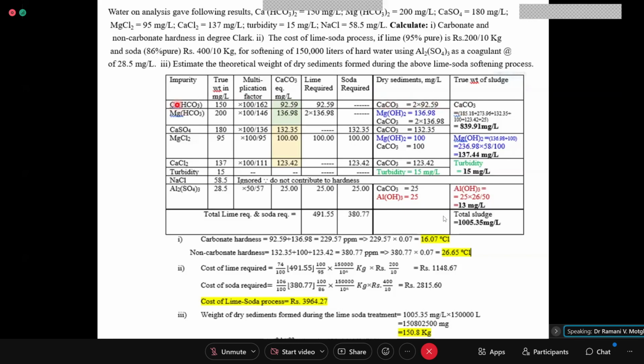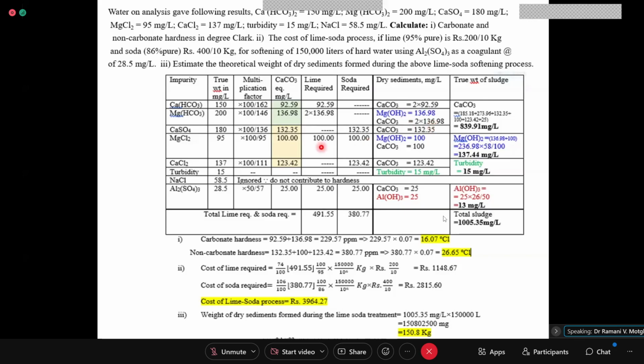One calcium is this and one of the soda, the lime which is added. So 2 moles will be coming out. So it will be 2 into 92. Then when magnesium bicarbonate is reacting, it is producing 1 mole of magnesium hydroxide but 2 moles of CaCO3. See the reaction. So it is written here like this.